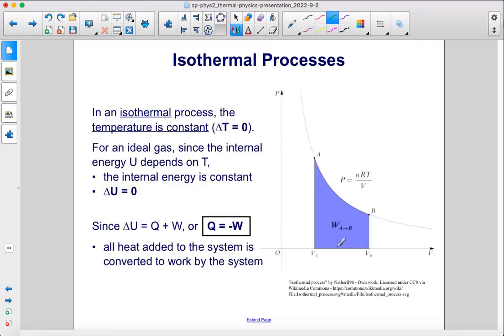In an isothermal process, the temperature is constant. Here we see a PV diagram with an isothermal process, and you can see that nice gentle curve. For an ideal gas, since the internal energy U depends on T, the internal energy is constant, which means delta U equals 0. Since we have the first law of thermodynamics, and delta U is 0, that means that Q must equal negative W. All heat added to the system is converted to work by the system.